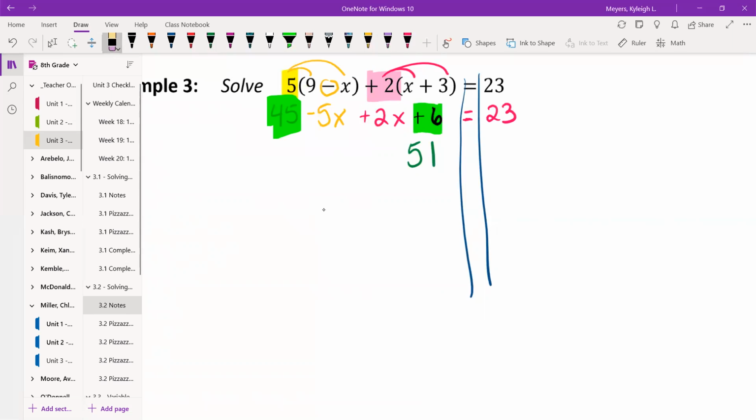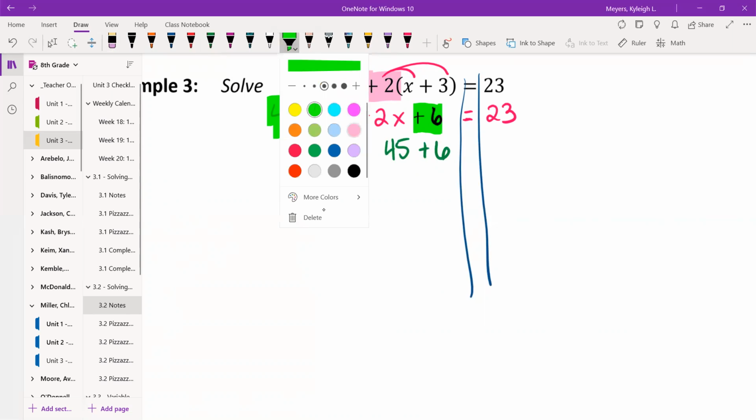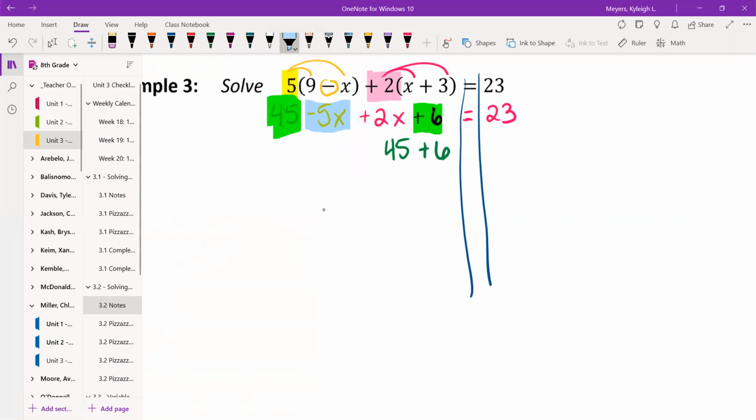Well, hold on, let me write that step. We have 45 plus 6. And then we have negative 5x plus 2x. So let's rewrite that step 2. Negative 5x plus 2x. All right, so let's solve those. 45 plus 6 is 51, we said. Negative 5 plus 2 is negative 3x. Set that equal to 23.